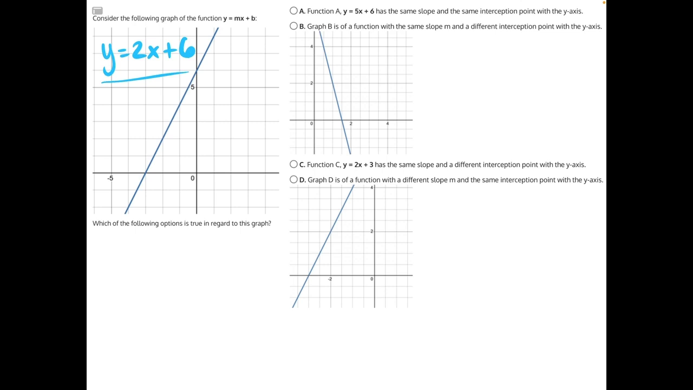A says function A, y is equal to 5x plus 6, has the same slope. Let's stop there and check. 5x and 2x do not have the same slope, which makes answer choice A incorrect. The rest of the answer choice reads the same intercept point, which would have been true, but we would need both statements to be true for A to be completely correct.